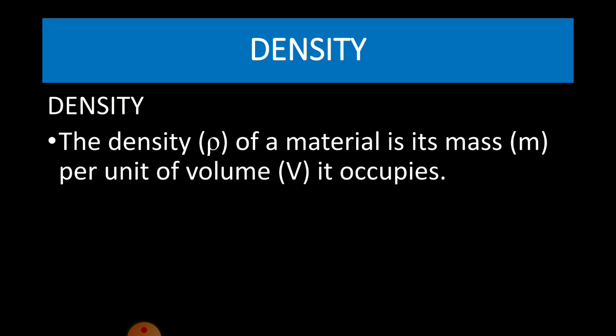Next, we have density. Some objects float in water, while others sink. This phenomenon is explained by density, which is an intrinsic property of matter. The density of a material is its mass per unit of volume it occupies. In equation, we have the lowercase Greek letter rho, which is the density, equal to m, which is the mass, divided by v, which is the volume.